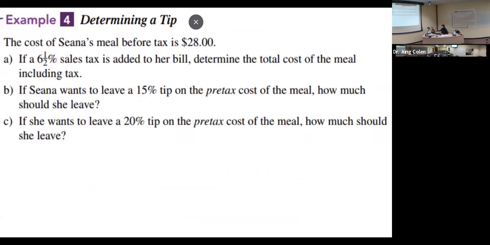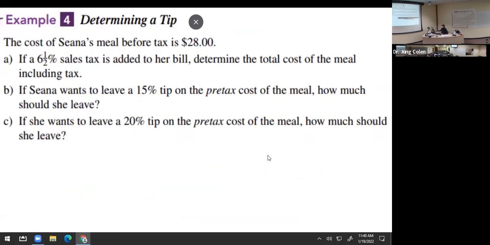Let's look at the next example. Okay, determining tip. So this is very related to your life, right? Let's see this problem together. The cost of Shana's meal before tax is $28. This is the pre-tax cost, okay, $28. If a 6.5% sales tax is added to her bill, what could be the total cost of the meal, including the tax?